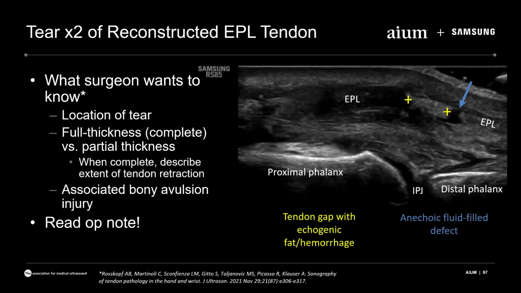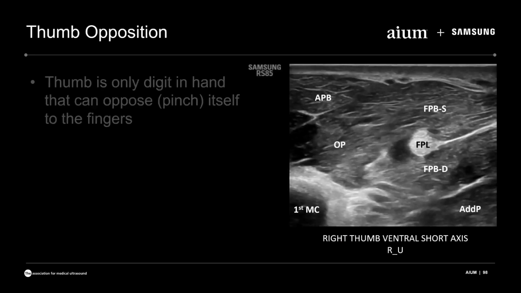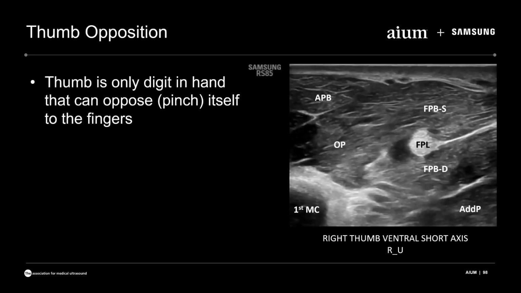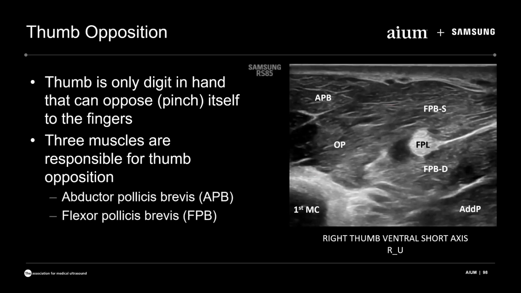All right, so the last thing I'll talk about is thumb opposition. So the thumb is special because it's the only digit in the hand that can oppose or pinch itself to the fingers. And there's three muscles that are responsible for that opposition. And here's that same diagram that I showed you before of the thenar eminence. We're at the ventral side. So there's the abductor pollicis brevis, the flexor pollicis brevis, and the opponens pollicis. So these are all the big muscles of thumb opposition.